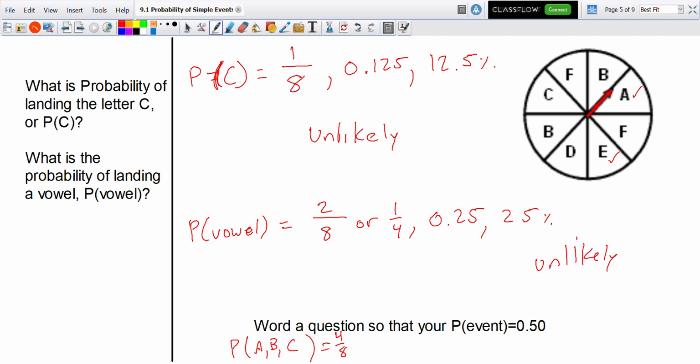And there are a lot of different answers to this. But if I have A, B, and C, I see 1, 2, 3, 4 favorable outcomes, right, out of a possible 8. So that would be a 50-50 proposition there, right? Anything where it's 4 out of 8.